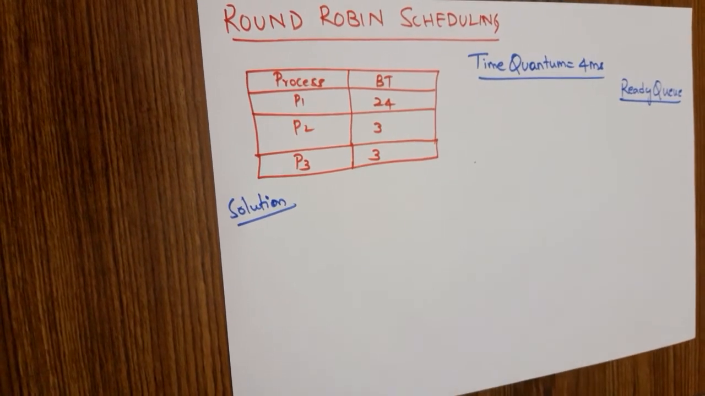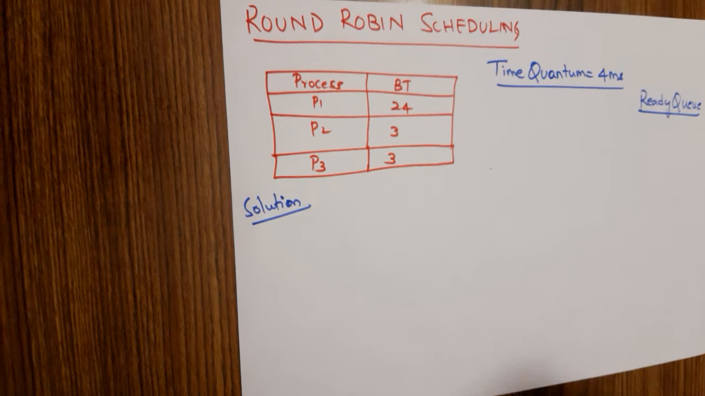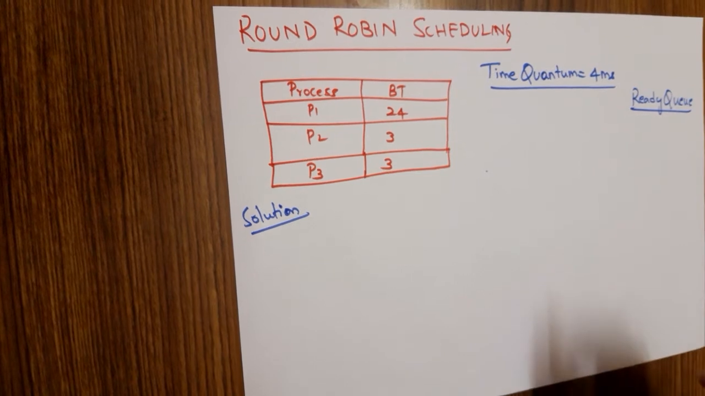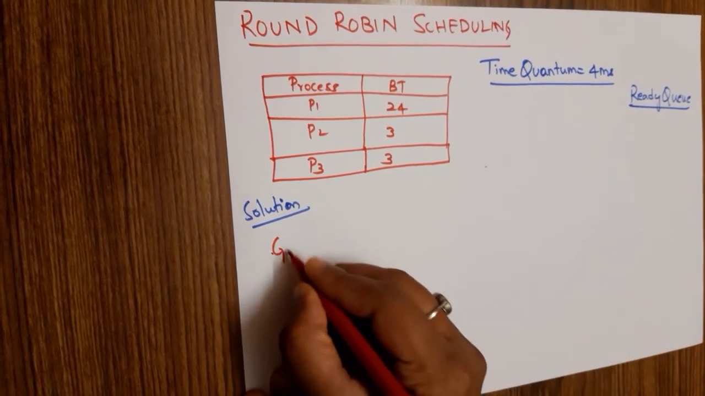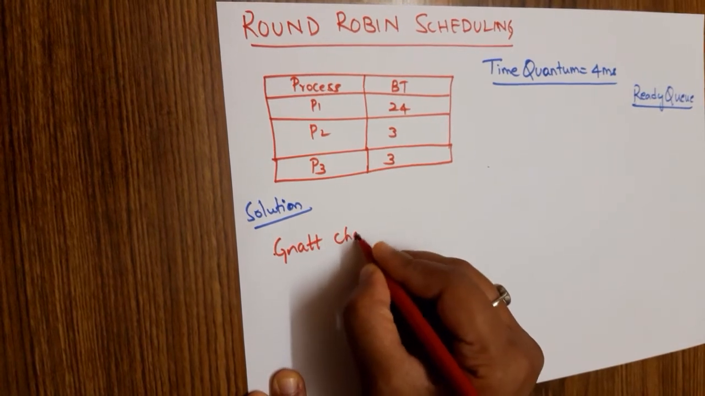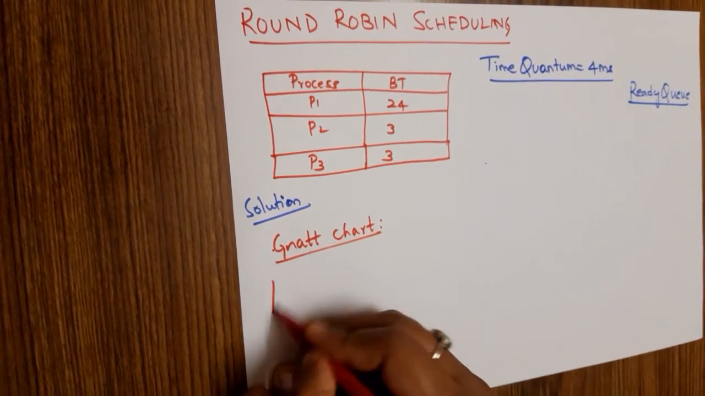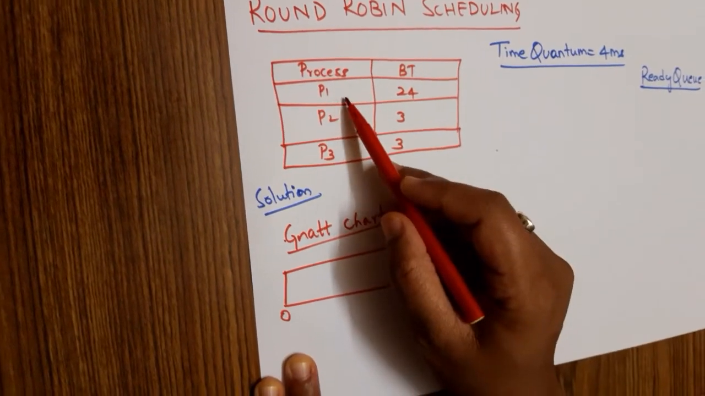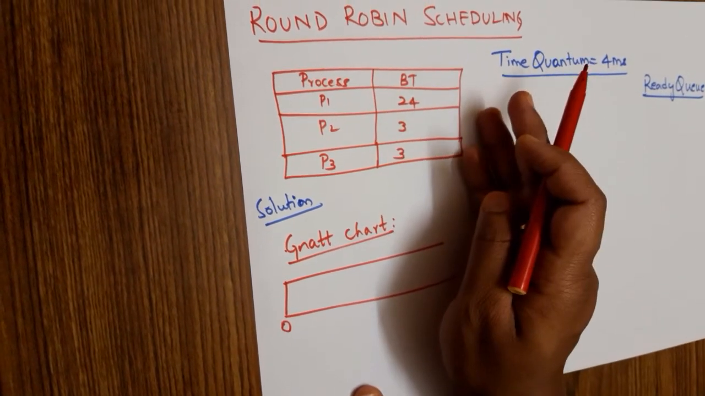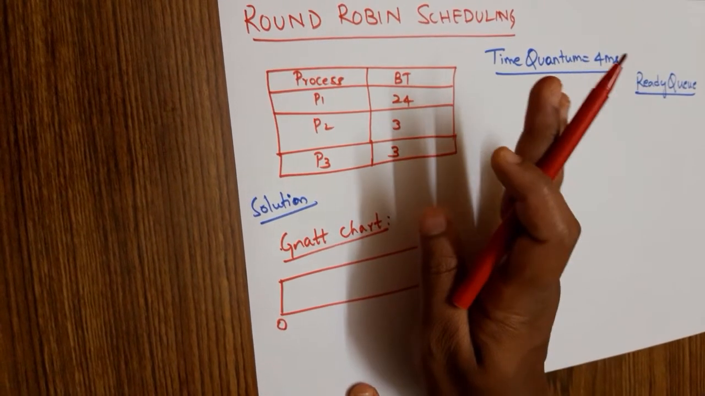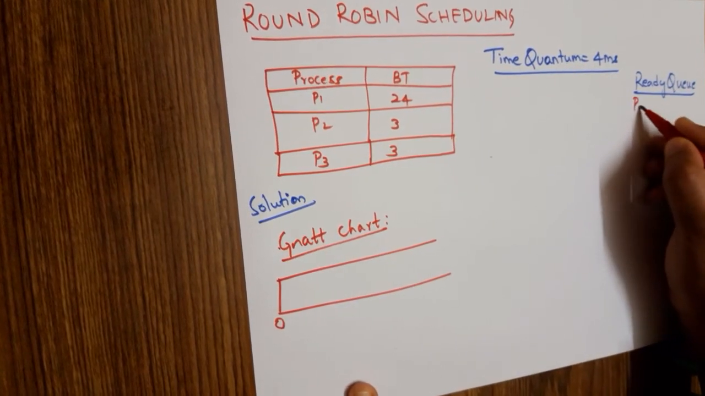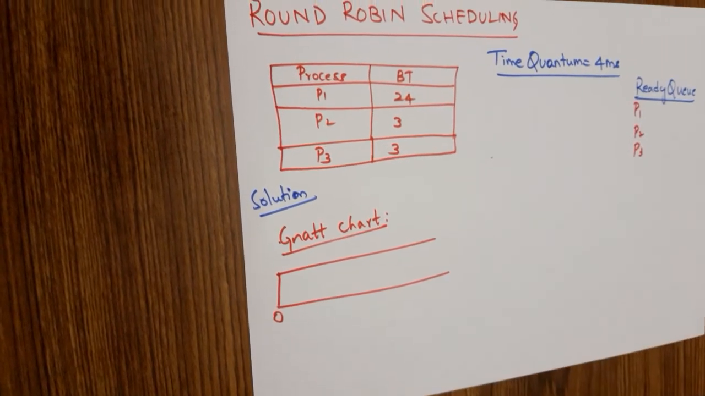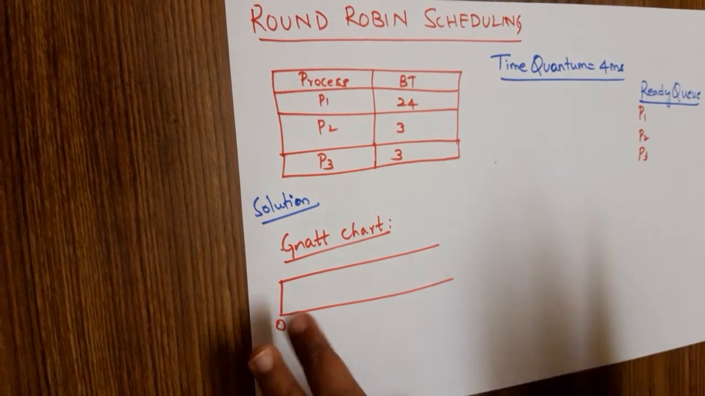In order to write the Gantt chart for this round robin algorithm, you need to keep in mind something called the ready queue. What is this ready queue? We will see. So the first step is how to write the Gantt chart. When you start writing the Gantt chart, the time is 0, and arrival time is not given. If arrival time is not given, we assume that all the processes arrive at the 0th minute. So when all the processes come at the 0th minute, they are already inside the ready queue. So I'll write all 3 processes inside my ready queue: P1, P2, P3.